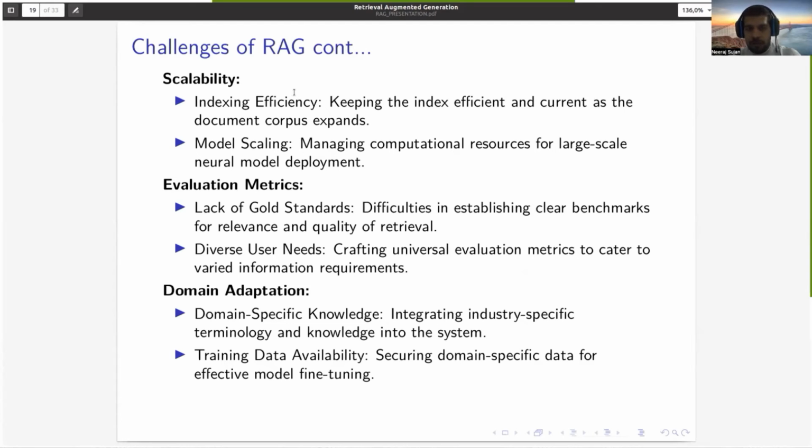Then I spoke about evaluation. It's difficult to evaluate RAG systems because there is no universal benchmarking data set. It depends on the use case and the domain. You want to integrate industry-specific terminology in the systems, and you want to secure your data for effective fine-tuning.